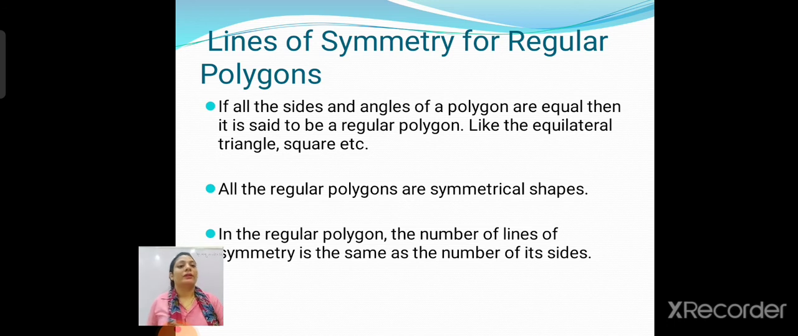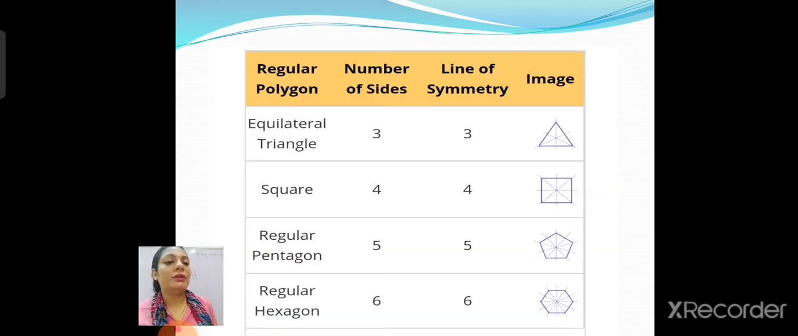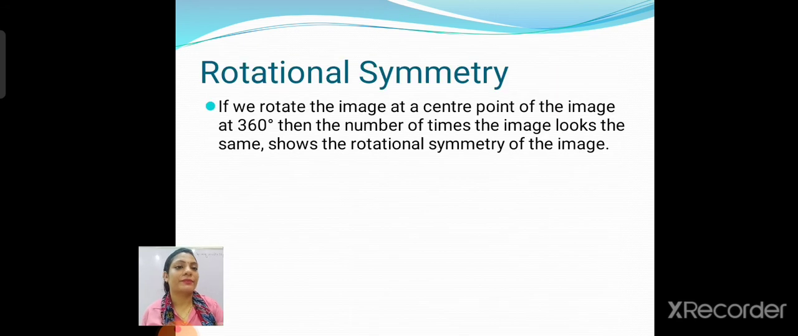Okay, now have a look. There is a triangle, an equilateral triangle. The number of sides is 3, the lines of symmetry are 3. In the square, the number of sides is 4 and the lines of symmetry are also 4. In the regular pentagon, the sides are 5 and the lines of symmetry are also 5. Regular hexagon, sides are 6 and the lines of symmetry are also 6.